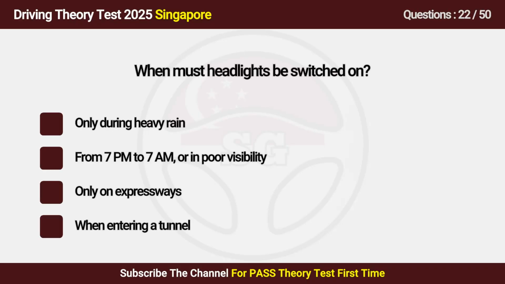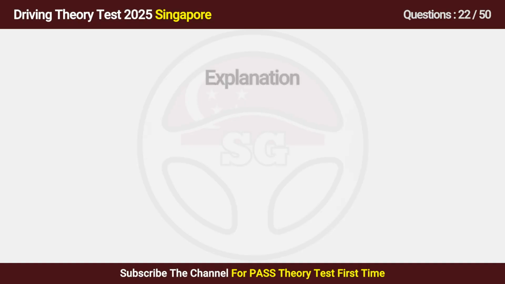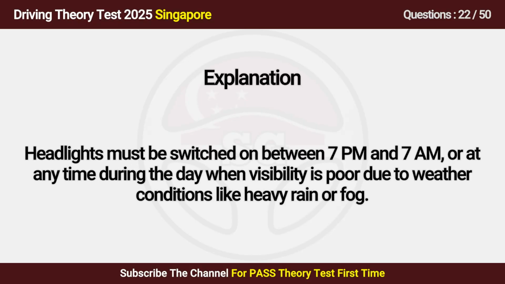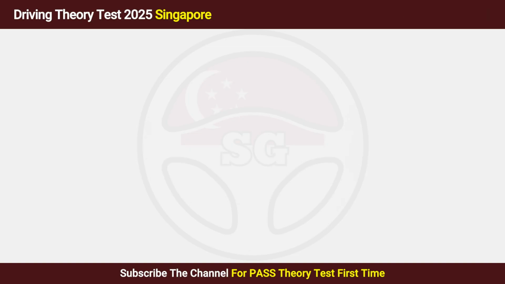Question 22. When must headlights be switched on? A. Only during heavy rain. B. From 7 p.m. to 7 a.m. or in poor visibility. C. Only on expressways. D. When entering a tunnel. Answer is B. From 7 p.m. to 7 a.m. or in poor visibility. Headlights must be switched on between 7 p.m. and 7 a.m. or at any time during the day when visibility is poor due to weather conditions like heavy rain or fog.